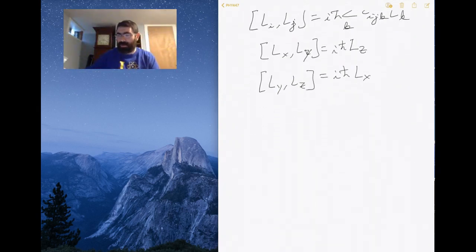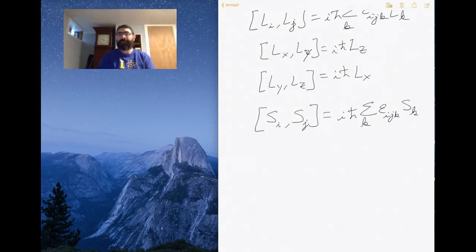because J is just the addition of orbital angular momentum and spin. So therefore, we can show that Si and Sj, the commutator of those operators, should give me iħ, the sum, summing over k, which would be x, y, and z, the Levi-Civita tensor epsilon ijk, times S sub k, where you're really summing over all of the indices that you would get.